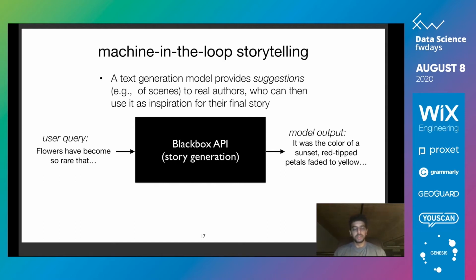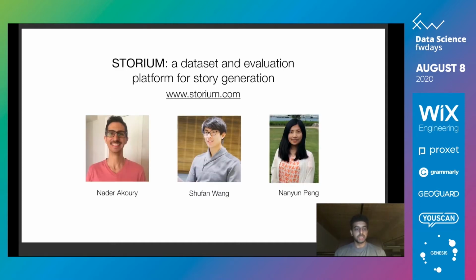So I'm going to get into now a little bit more about the data sets that we use to develop this model, and then talk a bit at a high level about the modeling architectures before focusing on how we can make them faster, which is one of the main points that I want to make here. So this work was conducted by my PhD students, Nader and Shufan, and Nanyun Peng, who's my collaborator, assistant professor at UCLA.